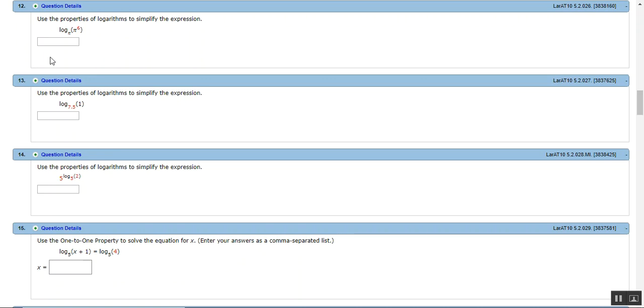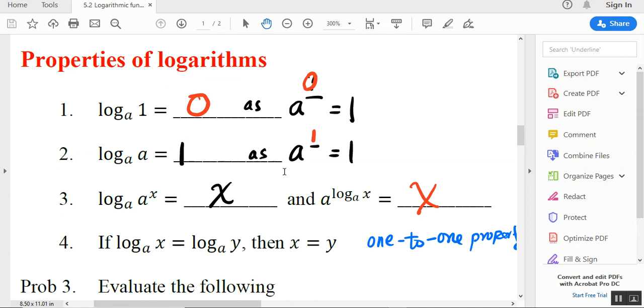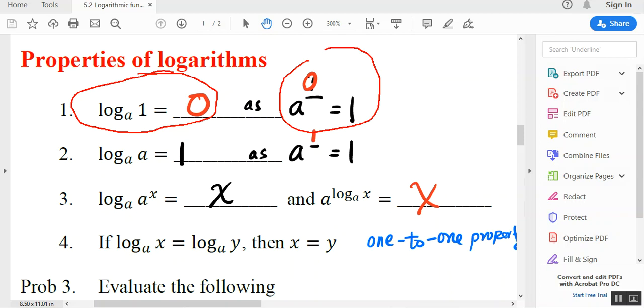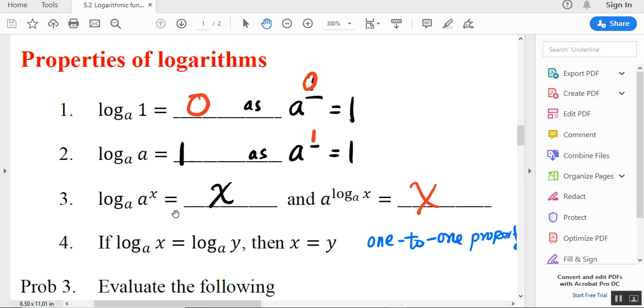Guys, in the next few questions, we're going to use more log properties to simplify expressions. So before that, I think it's worth reviewing some logarithm properties. The first one is log base a of 1. No matter what your base a is, it's always going to be 0, just because of this reason. If you rewrite that into exponential form, a raised to what power is equal to 1? a raised to power 0 is equal to 1.